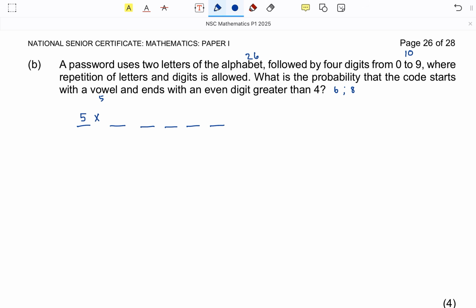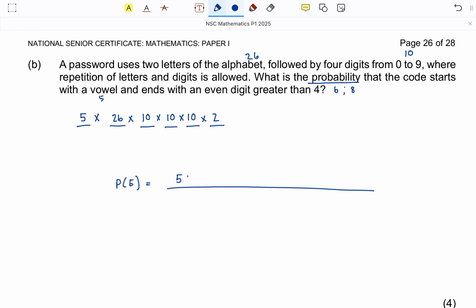And because repetition is allowed, there are 26 different letters to choose from for the second letter. Then we know that it must end with a digit greater than 4, so there are 2 options over there. And then because repetition is again allowed for the digits, each of the other 3 digits would have 10 options to choose from.